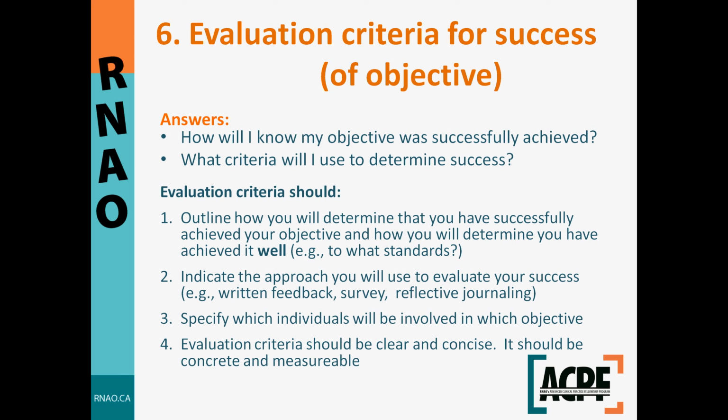For example, to what standard will you aim for? Indicate the approach you will use to evaluate your success. So, for example, is it written feedback? Is it a survey you're doing? Is it reflective journaling? Specify which individuals will be involved in which objective. An evaluation criteria should be clear and concise. It should be concrete and measurable. So if your objective from the start is clear and well thought out, then it will be much easier to determine if you have met this objective.